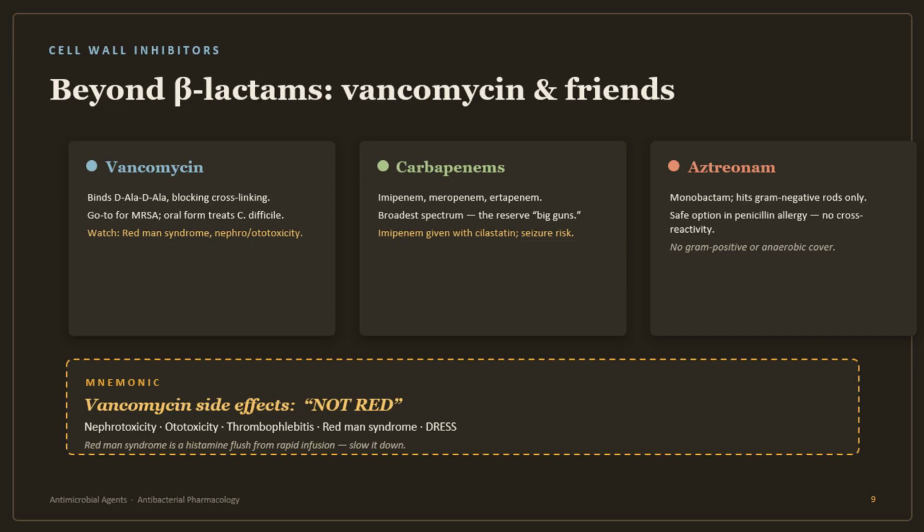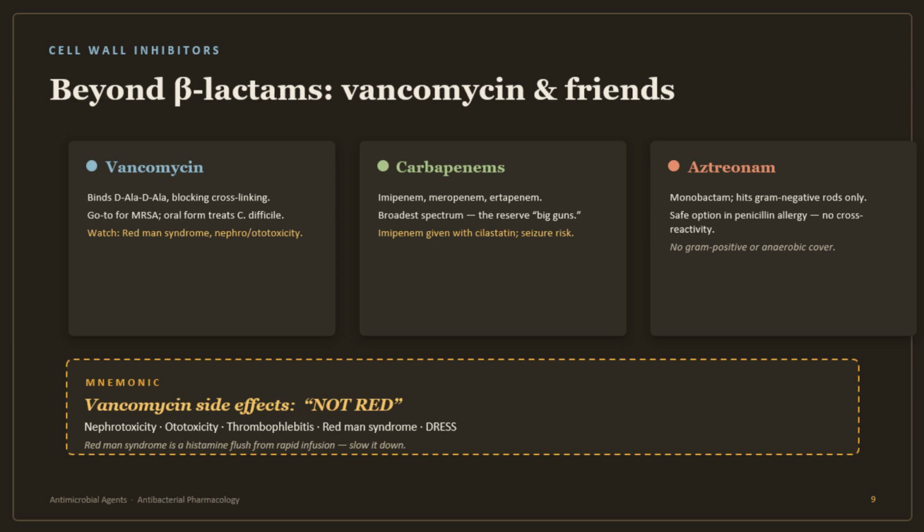Then we have the carbapenems: imipenem, meropenem, ertapenem. The broadest spectrum reserve agents are big guns we save for when we really need them. A neat detail: imipenem is given with cilastatin to protect it from breakdown in the kidney, and watch for seizure risk. And aztreonam, a monobactam, which hits gram-negative rods only. Its superpower: it's safe in penicillin allergy because there's no cross-reactivity. Just remember it has no gram-positive or anaerobic coverage.